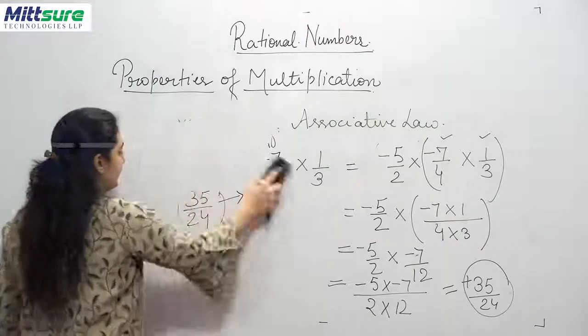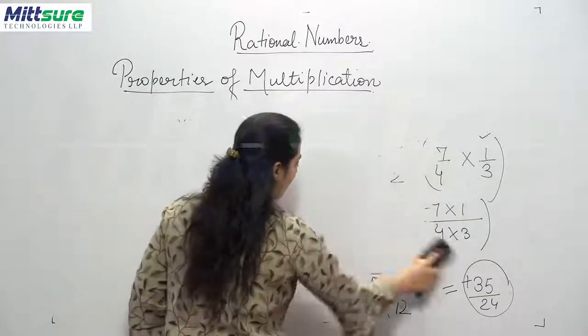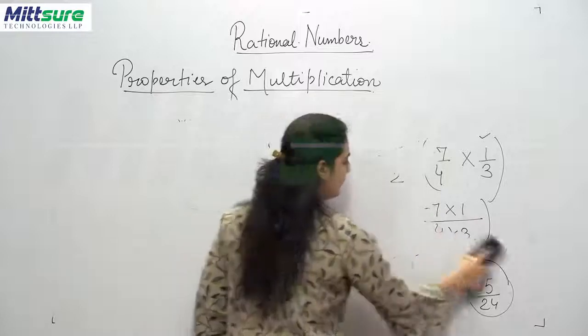Let's come to the next property of multiplication on rational numbers.